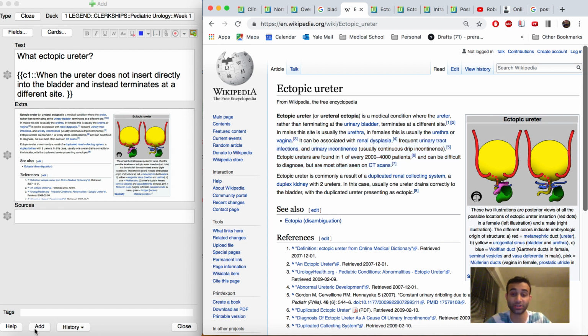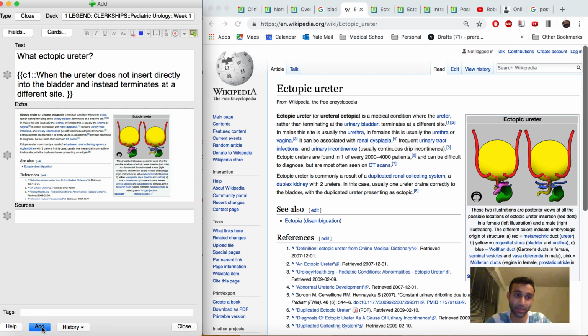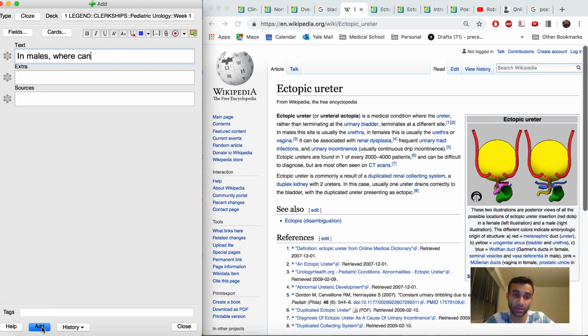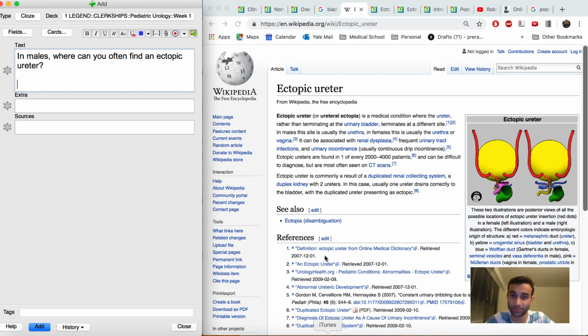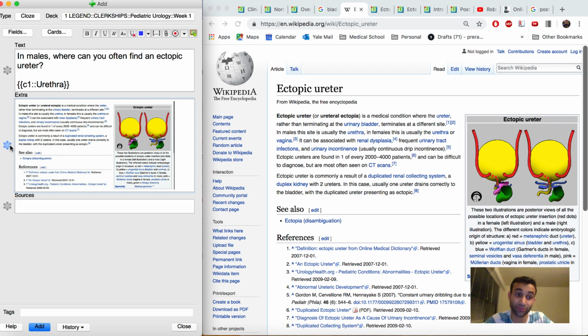So now watch. Look at how I'm going to turn this paragraph into multiple questions. In males, where can you often find an ectopic ureter? And notice how it says right here, it's in the urethra. And now I'm going to, again, obviously use the same thing. It's going to make a noise. I'm going to use this as my reference. I'm going to freeze this now because I want this part to stay the same. And this is an add-on I can talk about later. If you want to know about this add-on, like this video and comment below, and I'll try to do that.